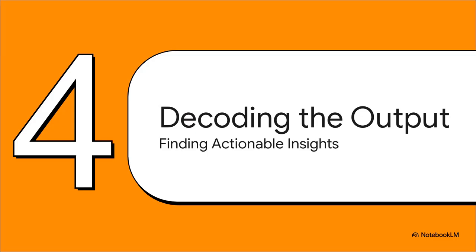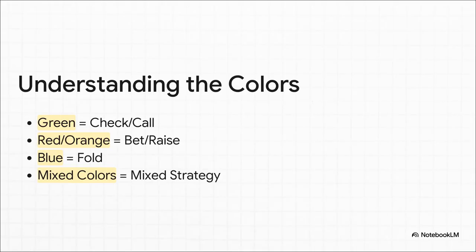All right, so you've run the solve, and now you're looking at this grid of colors and numbers. This isn't just a bunch of random data, it's a treasure map. The real skill is learning how to read that map to find the gold, those key insights that are actually going to make you more money.